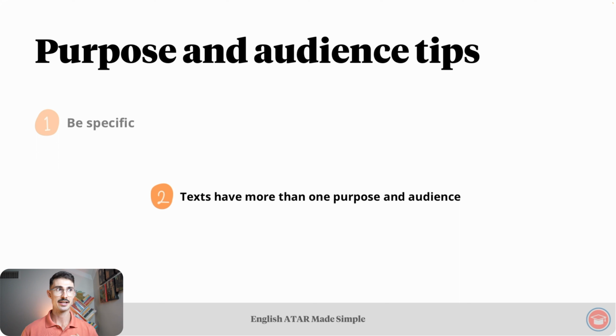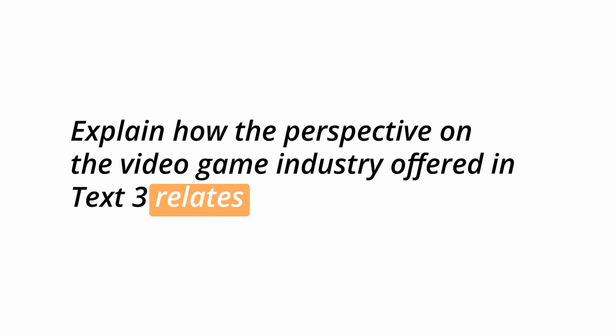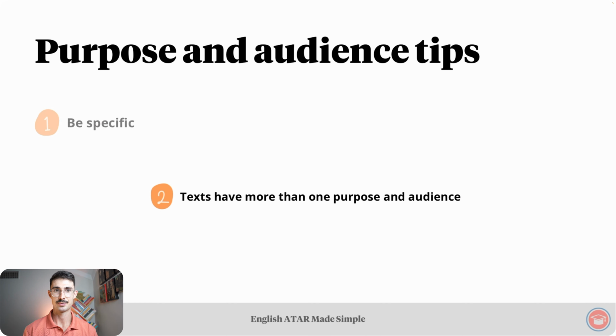For example, let's say you're answering this past WACE exam question. Explain how the perspective on the video game industry offered in text 3 relates to the text's purpose. This was the question before last that we analyzed. Potential purposes could be to raise wider awareness of the potential of the video game industry and to convince Senator Fifield that the gaming industry requires greater government representation. Those are 2 of the 4 purposes that we looked at, and this is evidence of the fact that one text has multiple purposes, multiple audiences.